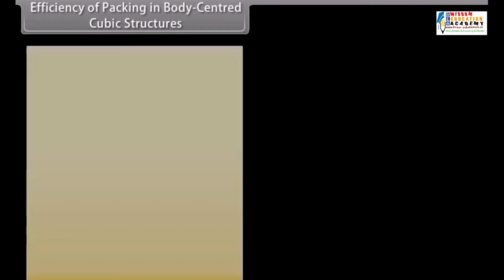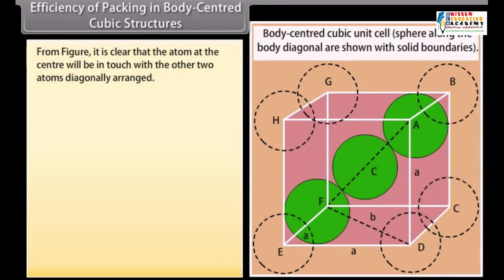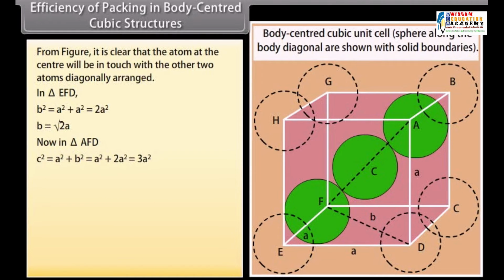Efficiency of packing in body-centered cubic structures. From the figure, it is clear that the atom at the center will be in touch with the other two atoms diagonally arranged. In triangle EFD, b² is equal to a² plus a², which is equal to 2a². b is equal to √2 a. Now in triangle AFD, c² is equal to a² plus b², which equals a² plus 2a², which equals 3a². c is equal to √3 a.